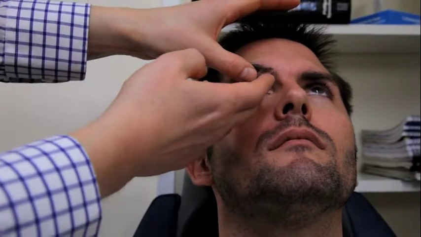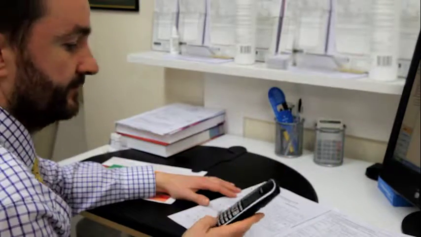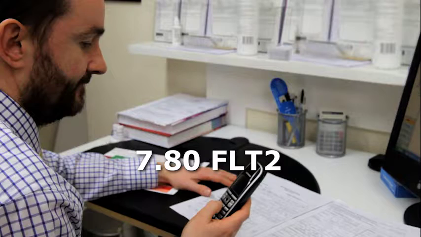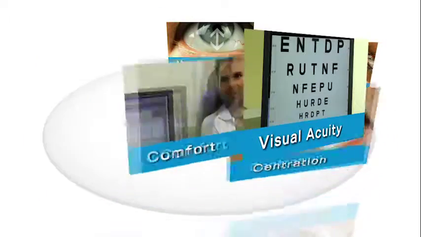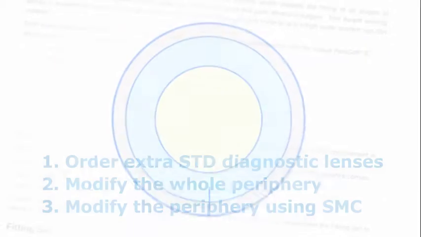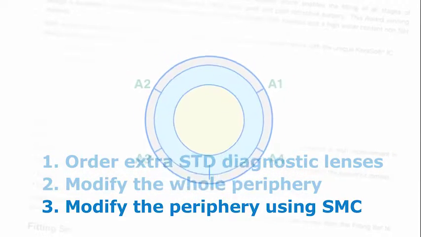However, if the central ectasia is particularly steep, and even this diagnostic lens fails to settle, order a flat 2 periphery lens with a steeper base curve, for example, 7.8 flat 2. A lens with a modified periphery is assessed in the same way as a standard periphery lens, and the Morocco VA guidelines still apply. Let us now look at sector management control, SMC.